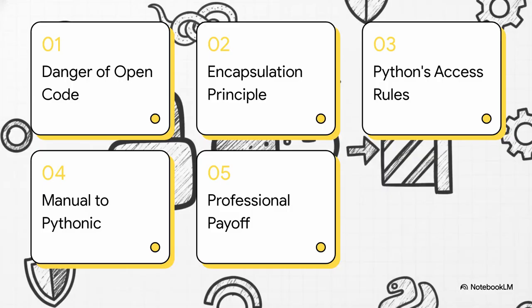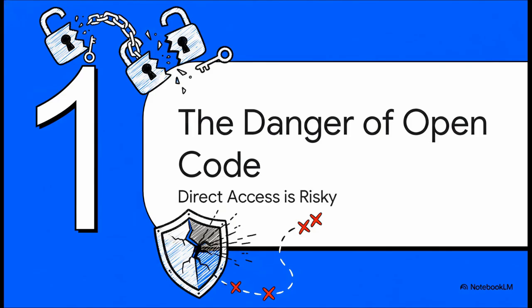So here's how we're going to break it all down. First, we'll look closer at the danger of this open code. Then we'll introduce the core idea of encapsulation. We'll see how Python handles it with its own unique rules. Then we'll level up from the manual way to the truly Pythonic way. And finally, we'll talk about the professional payoff, why this matters for your career. All right, let's start with the danger of open code.